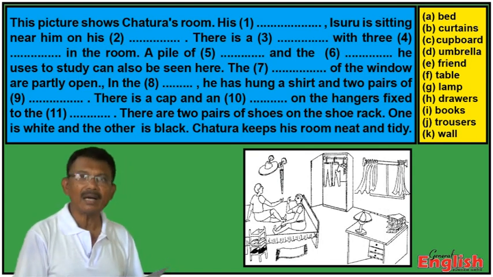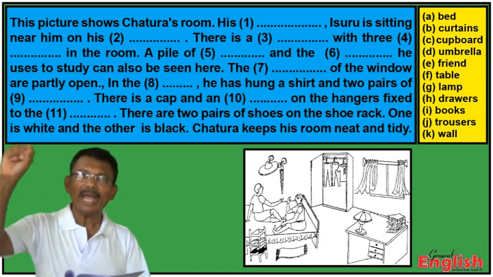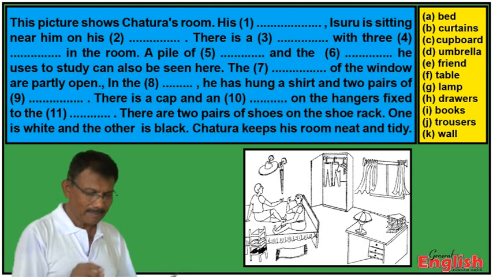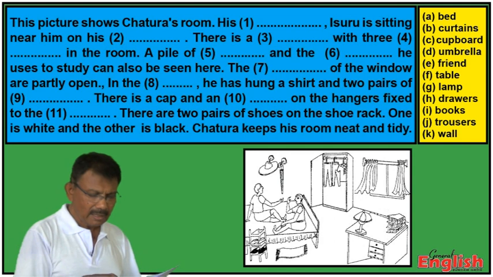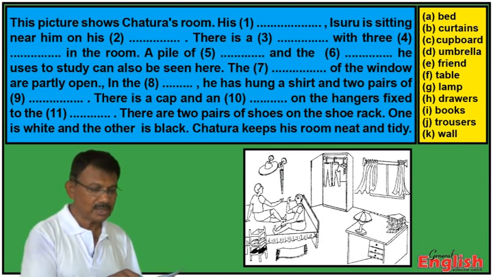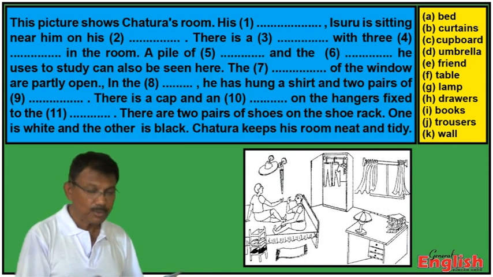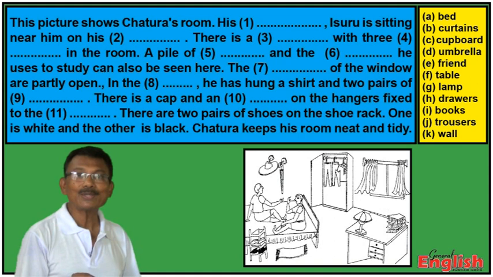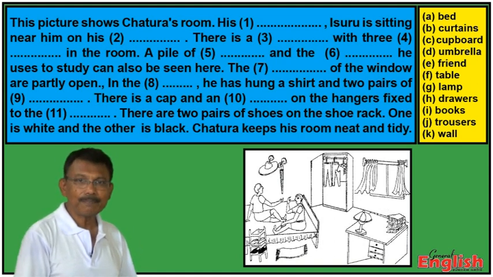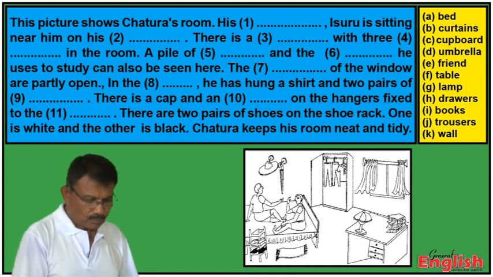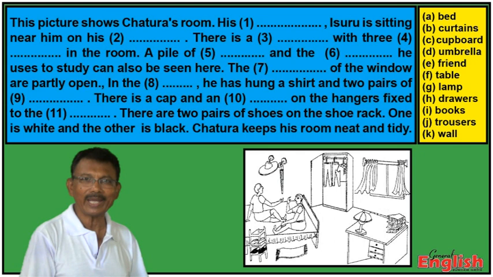He has hung, you know, hang, hung. You hang clothes in something. So in the cupboard, he has hung a shirt, we can see a shirt and 2 pairs of, what can you see? 2 pairs of trousers. A pair of trousers. 2 pairs of trousers. Okay, right.